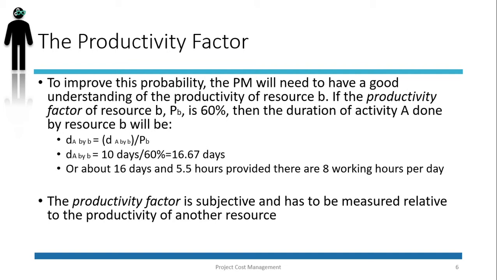Because the cost of resource B is $800 a day, the total cost of this activity will be 16.67 days times $800, which is more than $13,000. That's an extra 33% on top of the original estimated cost. So by ignoring the productivity of resource B, and the fact that resource B's productivity is lower than that of resource A, the project will end up being over budget by 33% and behind schedule by 67%.